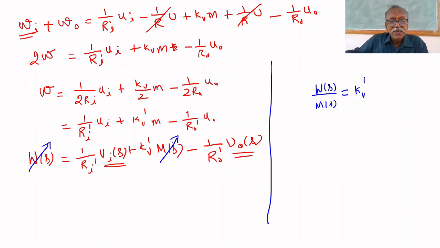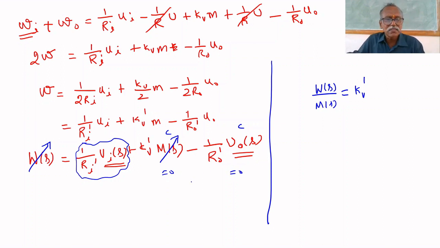Suppose there are no valve changes, but the upstream pressure changes. If you assume this is constant, this is also constant, we can obtain the changes for upstream pressure, that is the disturbance model. What is that? This is equal to 0, this is also equal to 0. No changes in downstream pressure, no changes in valve opening. In that case, what you will get is W of S, flow rate, upon upstream pressure, equal to 1 by Ri dash.